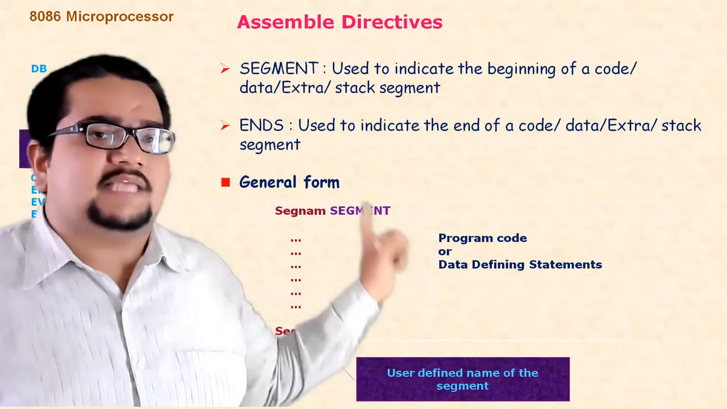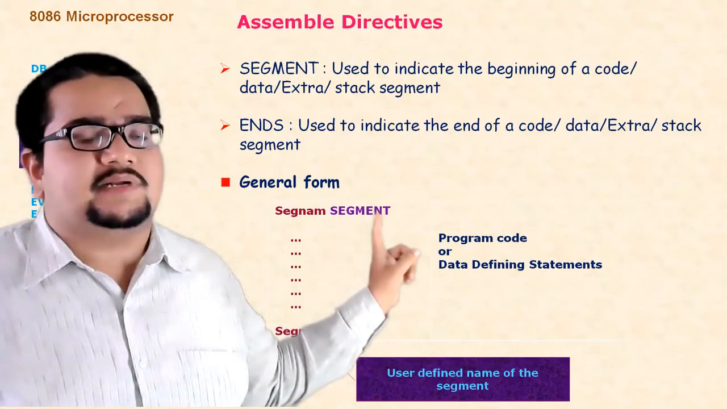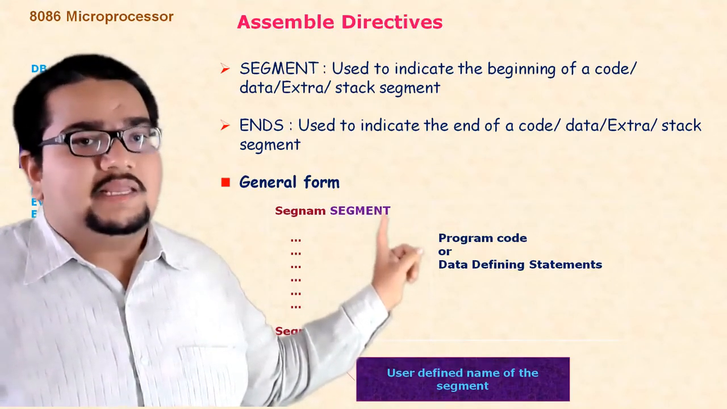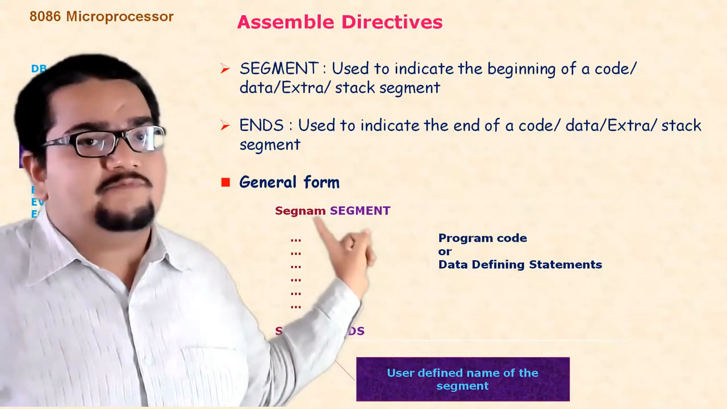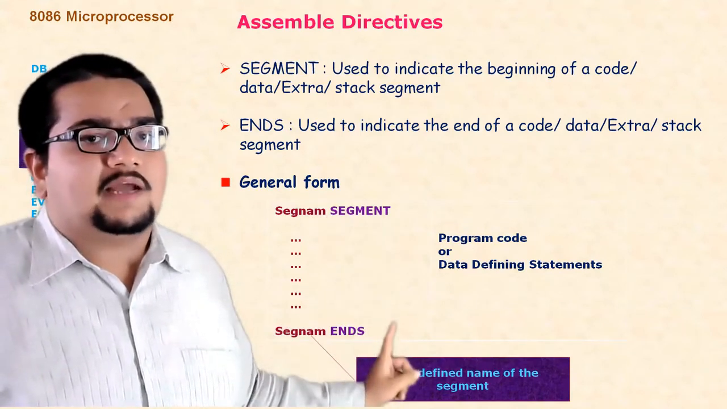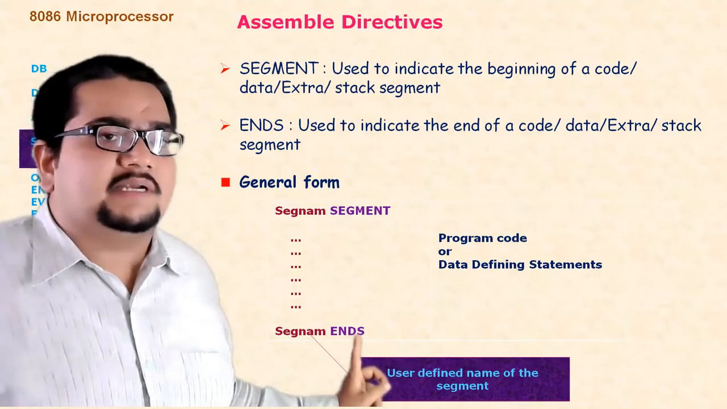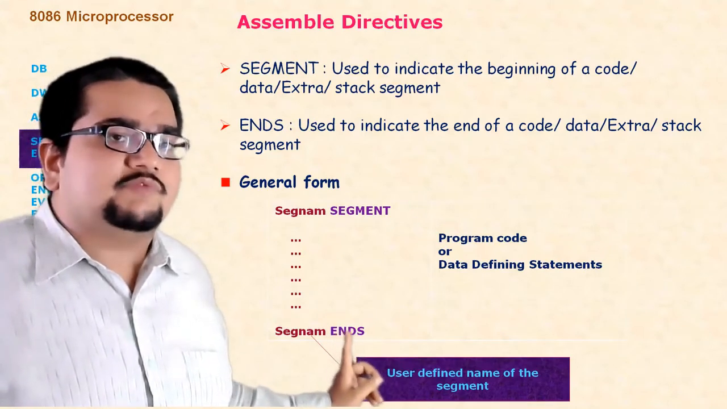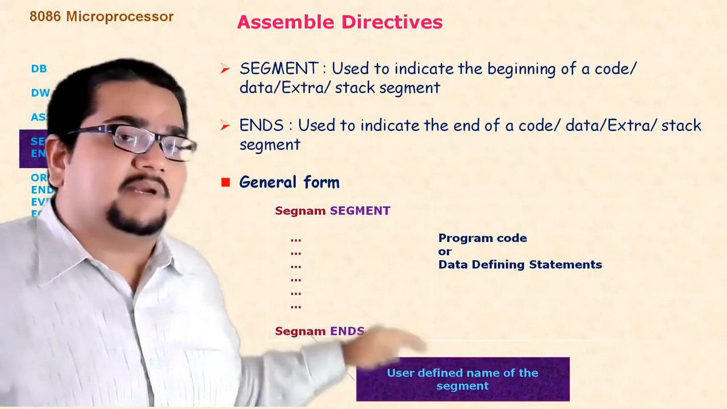Okay, so this SEGMENT assembly directive is indicating to the assembler that the following things will be in that particular segment, the name which I have indicated. And after I conclude that one, I can end that particular segment, telling the assembler that the next things will not be in that particular segment. This is the end of that particular segment.